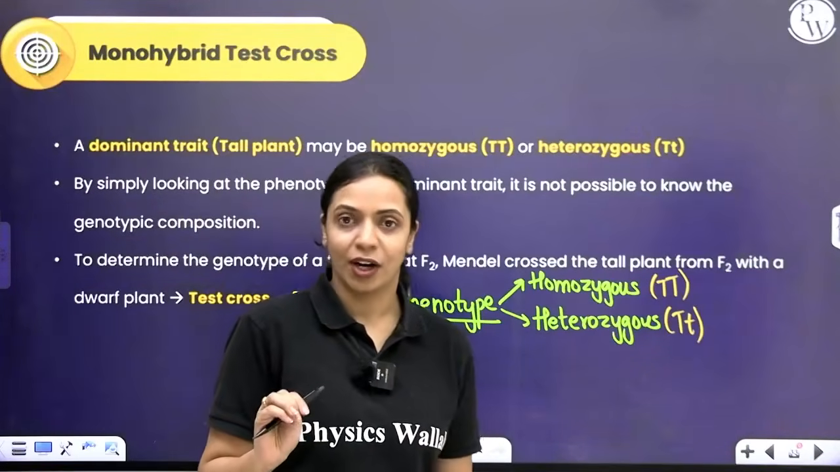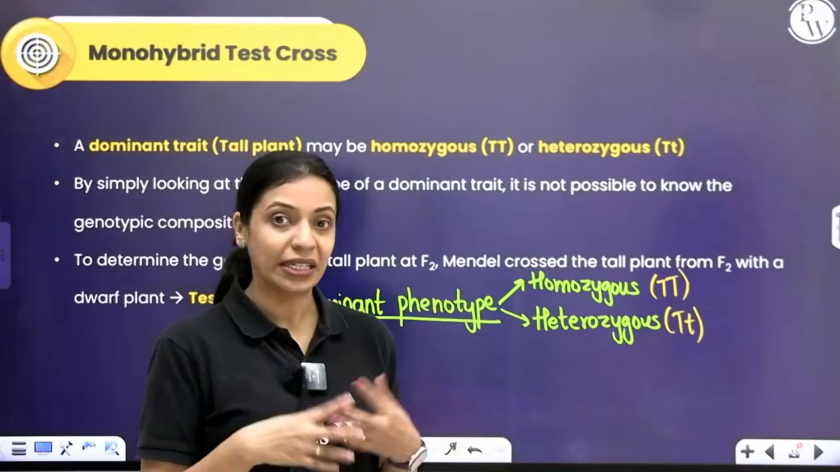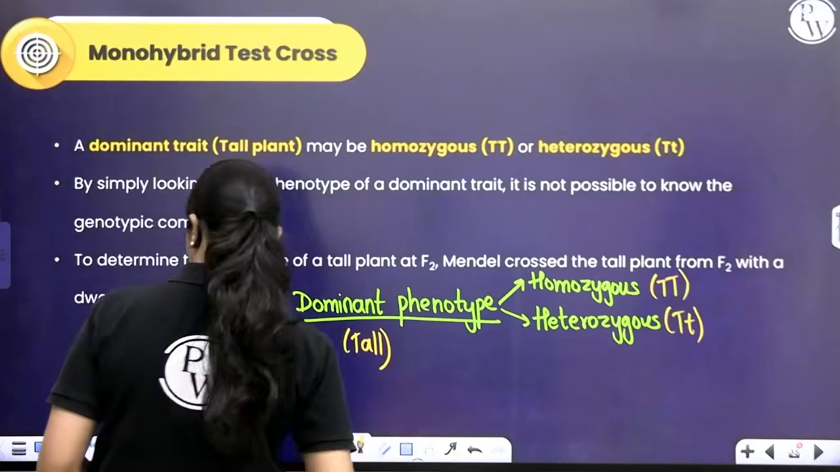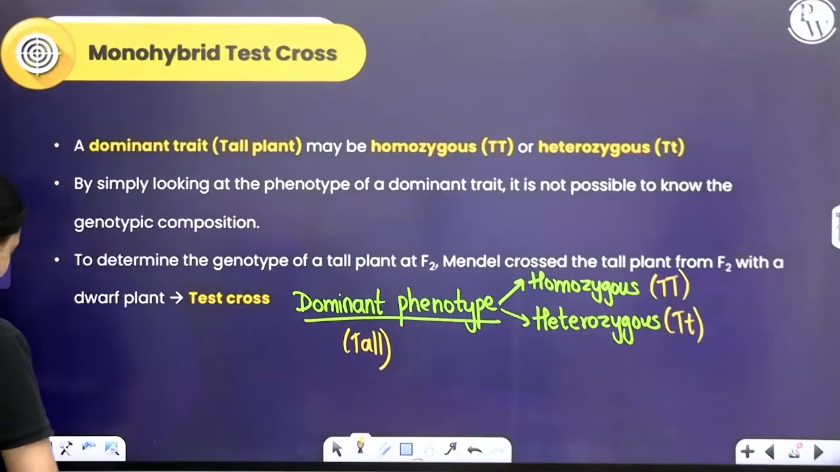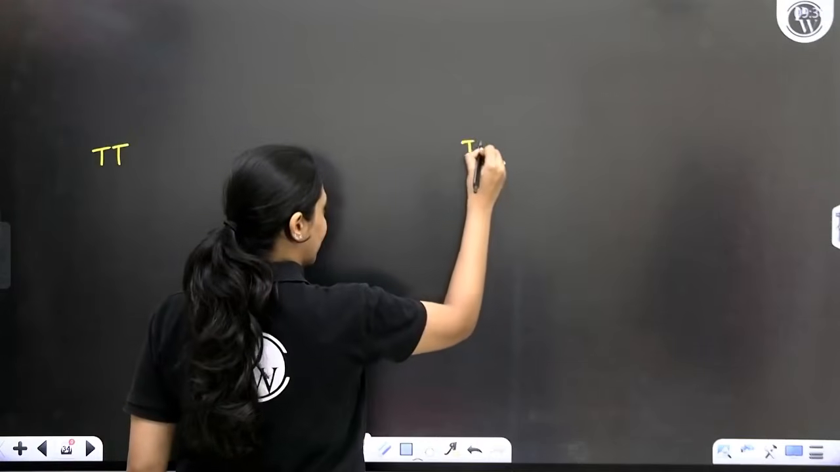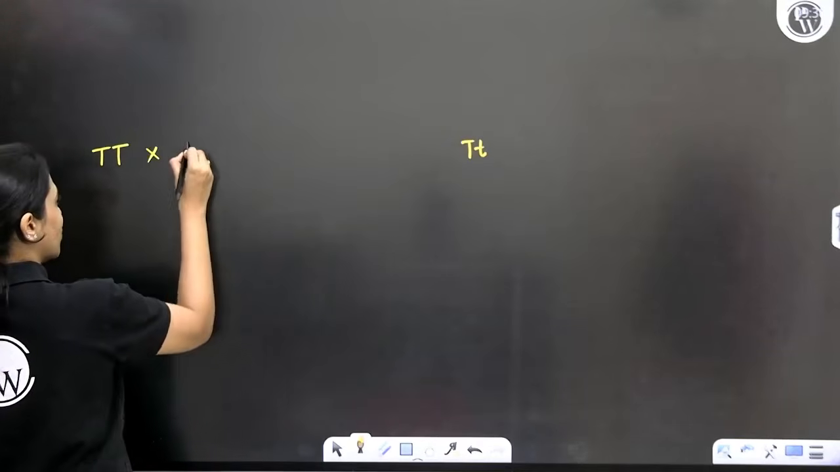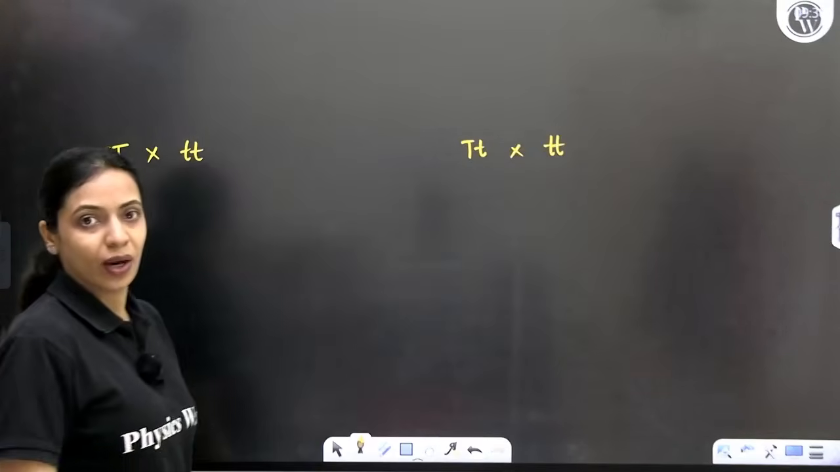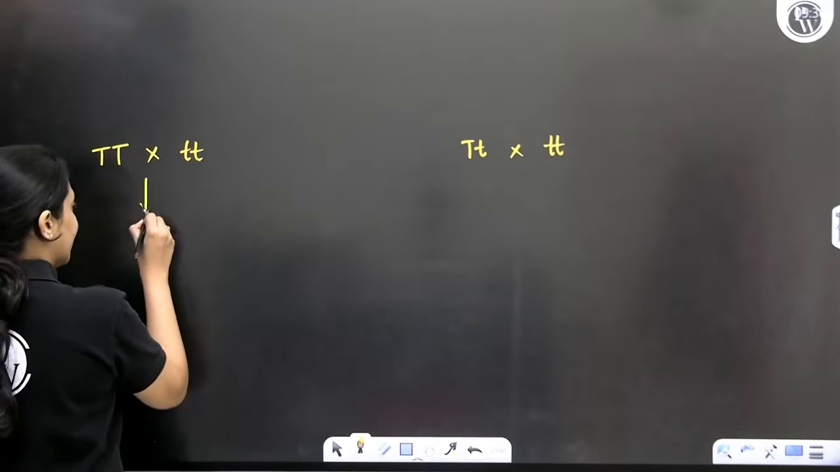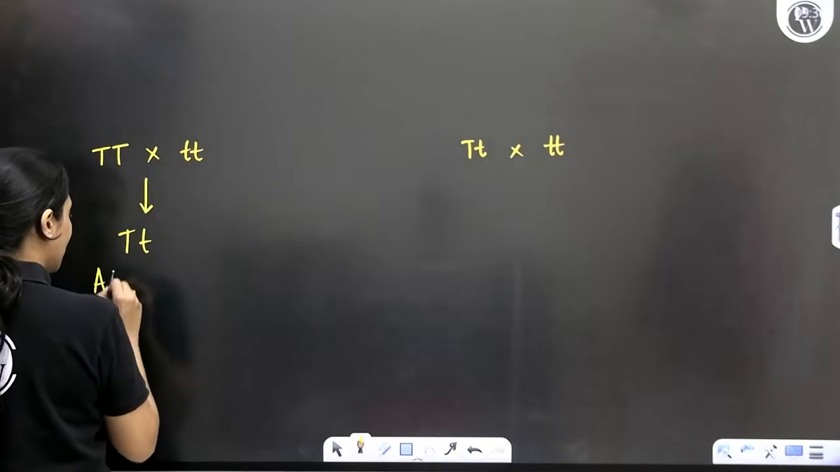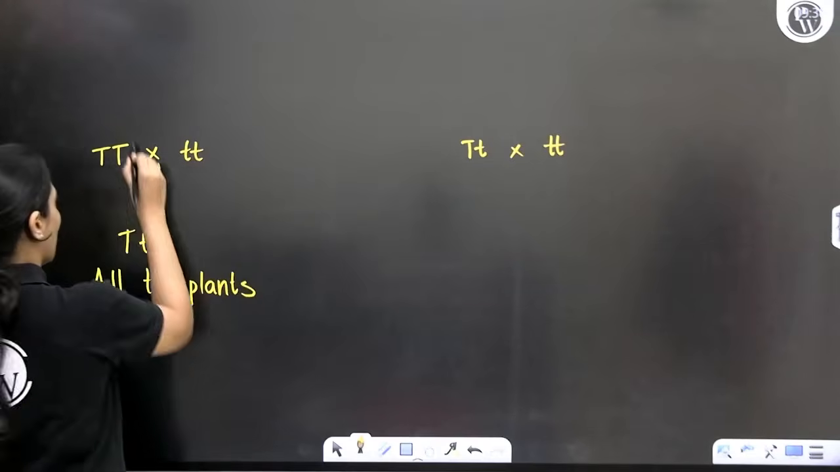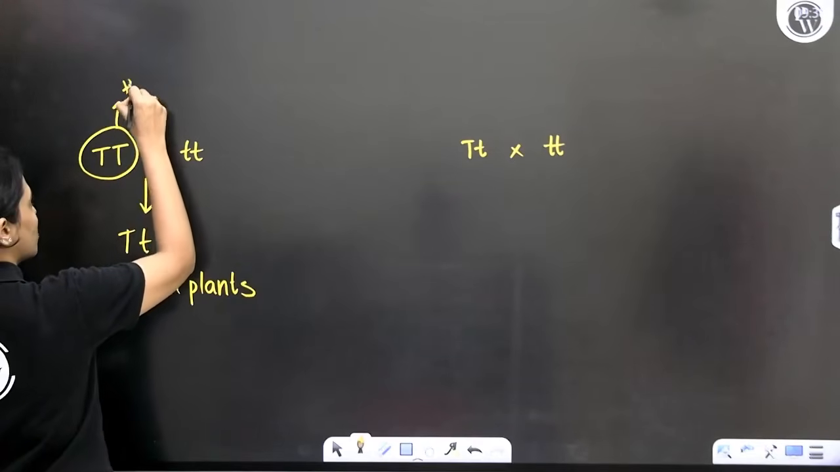So if you want to find out whether it is homozygous or heterozygous, there is one test you can perform. What you will do in that test is, you will take this plant with the dominant phenotype. It could be capital T capital T or it could be capital T lowercase t. You will cross it with the plant having recessive phenotype, which is dwarf plant. If in the progeny you get all tall plants, that means your plant was homozygous.